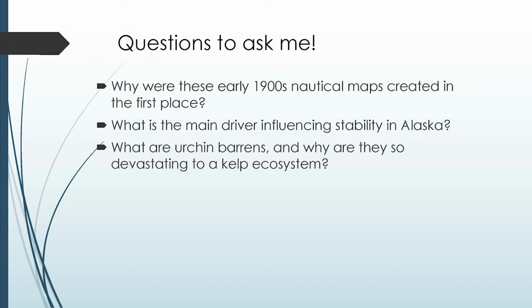Some questions you can ask me were, why were these early 1900 nautical maps created in the first place? What is the main driver influencing stability in Alaska? And what are urchin barrens and why are they so devastating to a kelp ecosystem?